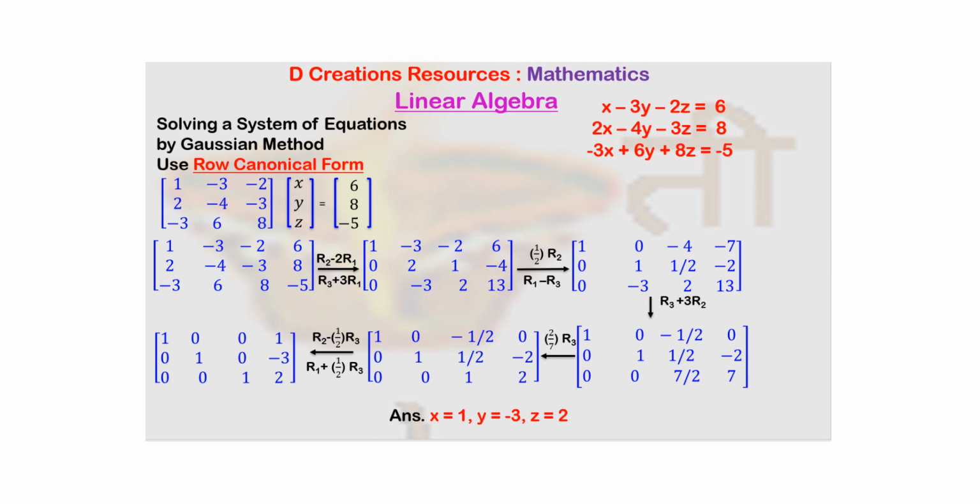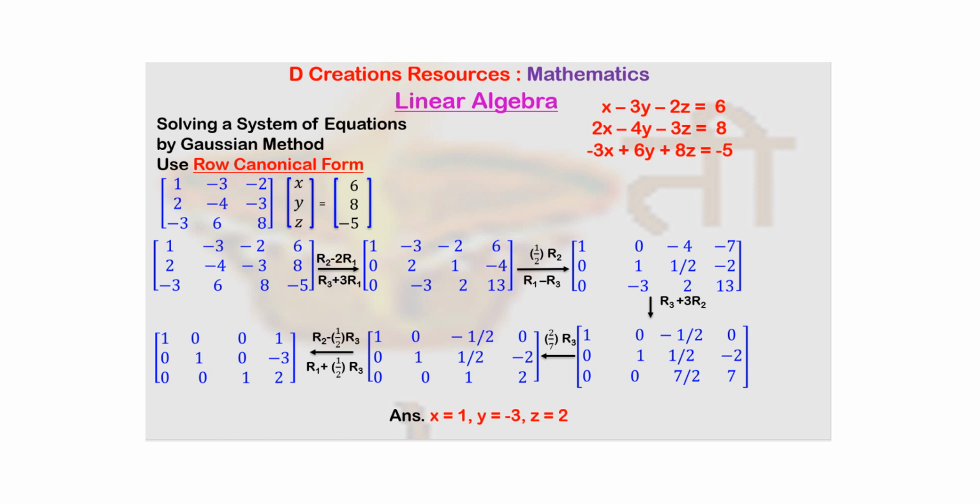Now in the second column, what is left? This entry. We want to make this as 0. So how do you do it? Just multiply the second row by 3 and add. So when you do it, minus 3 plus 3 will give you 0. Similarly here, when you add, you are going to get 7 by 2, and lastly you will get 7.